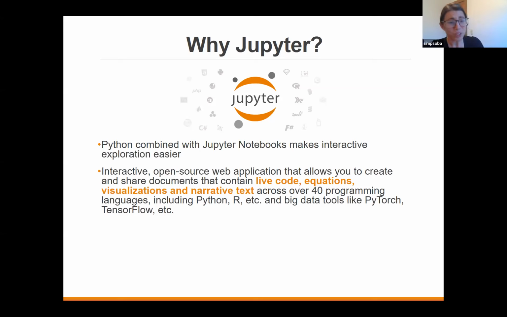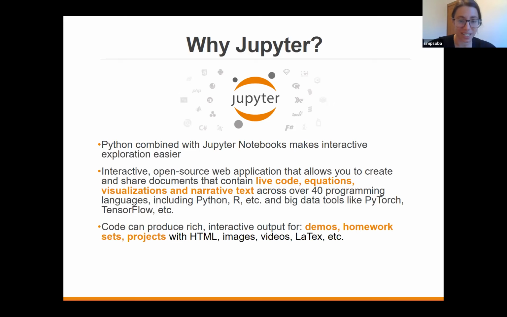And so with Jupyter, you can have live code. They can actually write equations that look like equations that don't look like code. They can do visualizations. They can comment their code with narrative text. And it supports over 40 programming languages. So if they don't like Python, they could use R. They could use other big data tools like PyTorch and TensorFlow, which are becoming more and more popular in the machine learning community. And it allows them to really interact with their code and interact with anybody who is reading their code through this sort of self-documentation. And I'll explain that in just a second.